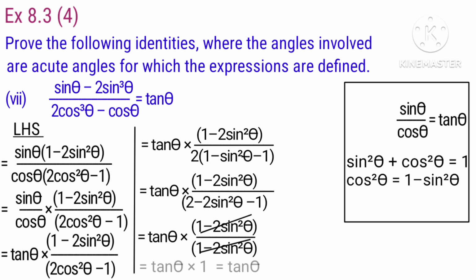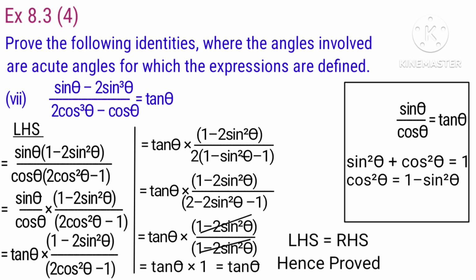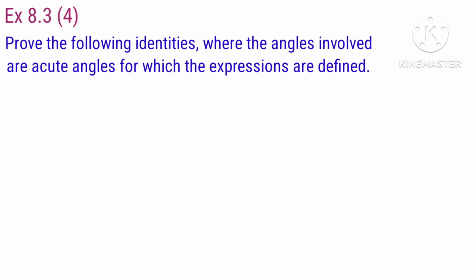So, 1 minus 2 sin square theta in the numerator and the denominator will get cancelled. So, we will get tan theta into 1. So, that is tan theta. So, that is equal to RHS. So, here LHS is equal to RHS, hence proved. We'll move on to our next question.